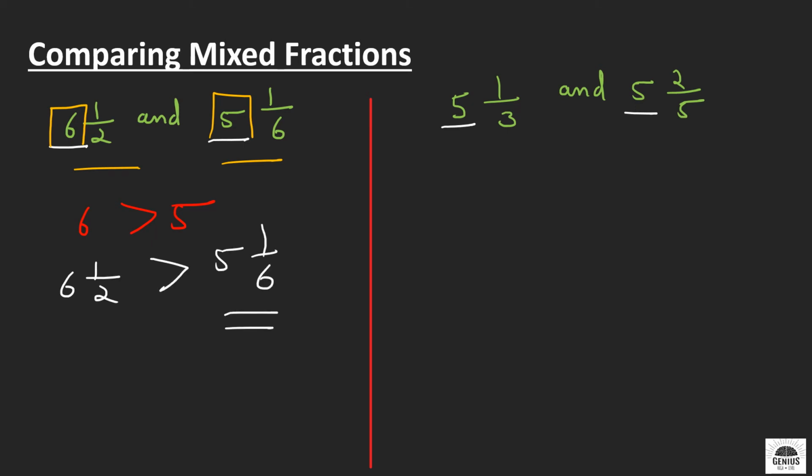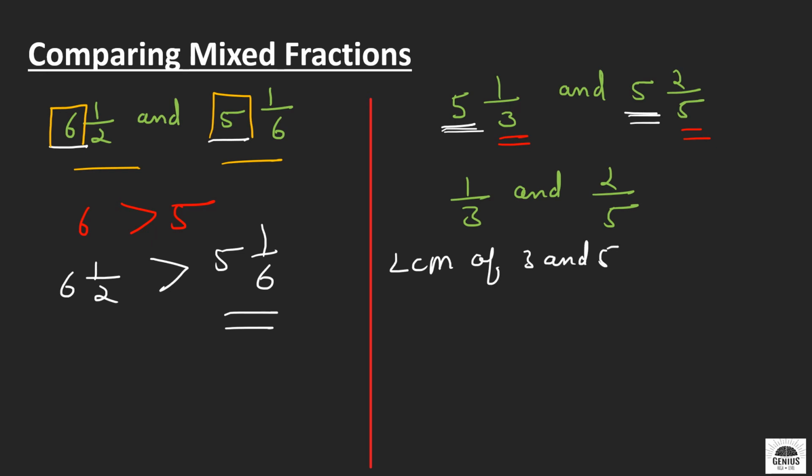Now we will compare this type of fractions in which the whole number part is the same. Here we look at the fraction parts of these numbers. The fraction parts are 1 by 3 and 2 by 5. First we will convert them into like fractions. So we will take the LCM of 3 and 5. The LCM of 3 and 5 is 15. Now we will convert their denominators according to the LCM.